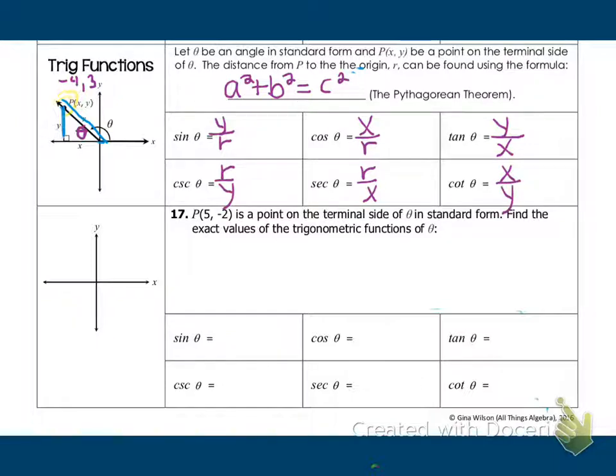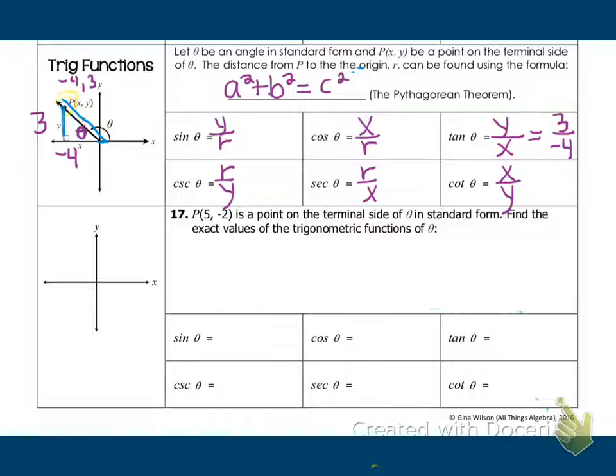So for instance, if we had those coordinates I talked about, where that point was at negative 4, 3, and we had calculated the tangent of theta, it would be the opposite, which is 3, over the adjacent, which is negative 4. So the tangent of theta would be negative 3/4. Now if we wanted to find the other trig ratios, we'd have to find out what that hypotenuse is by using Pythagorean's theorem.